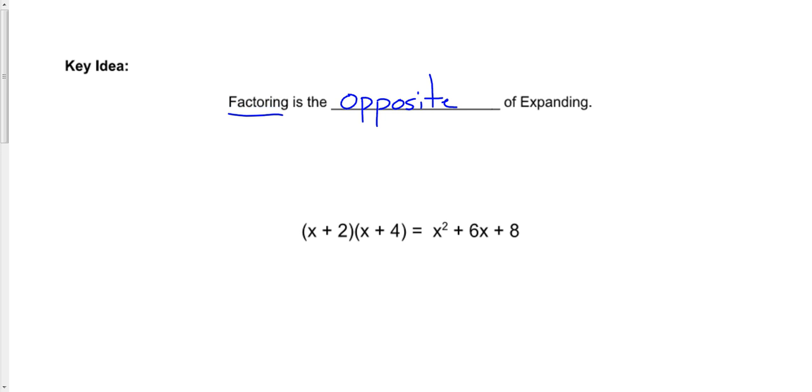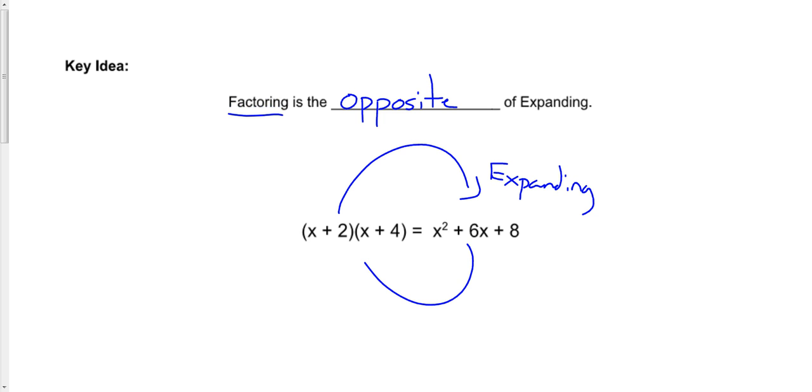If we're expanding, we're multiplying things together. So we're going to multiply those two sets of binomials, and that's an example of expanding. However, if we want to go the other way around, from a completed trinomial, like we have here on the right-hand side of the equal sign, back into the two binomials that we had to multiply to get that, we call that factoring. So factoring is simply the opposite of expanding.